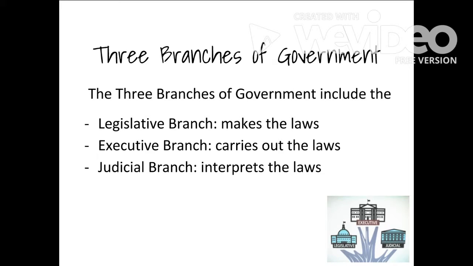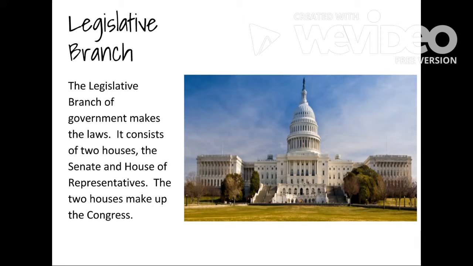The three branches of government include the legislative branch, which makes the laws, the executive branch, which carries out the laws, and the judicial branch, which interprets the laws. The legislative branch of government makes the laws. It consists of two houses, the Senate and the House of Representatives. The two houses make up the Congress.